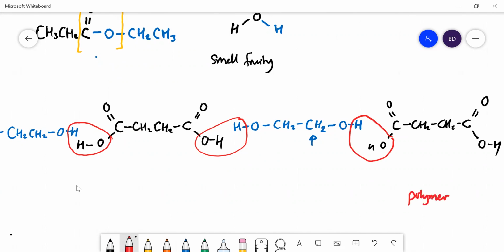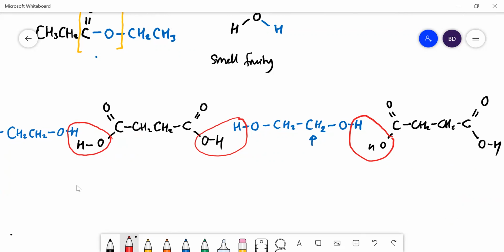Okay, now polymers. Poly means many. Polymers are made from joining very many small molecules called monomers together. In this case, the monomers are the black dicarboxylic acid and the blue alcohol, or diol, because it's got two alcohol groups on it. So anyway, let's draw what that molecule is going to look like.